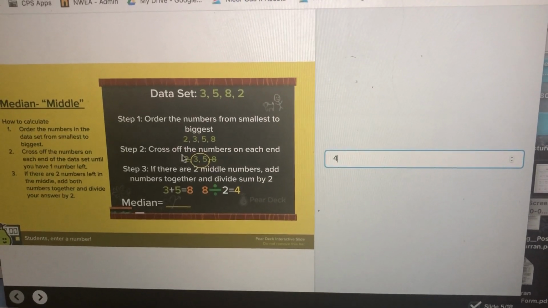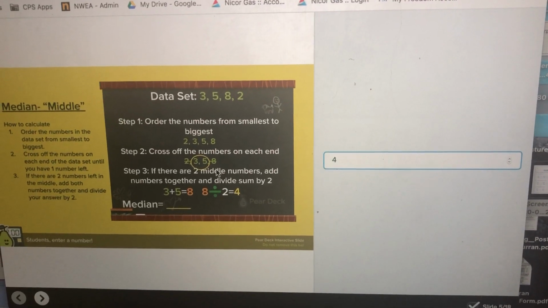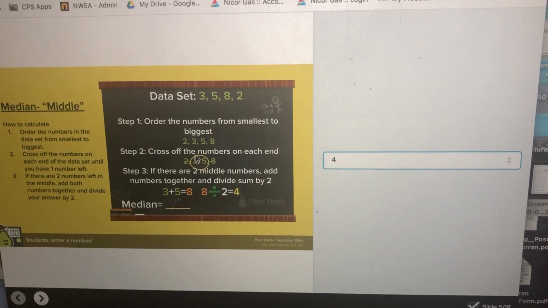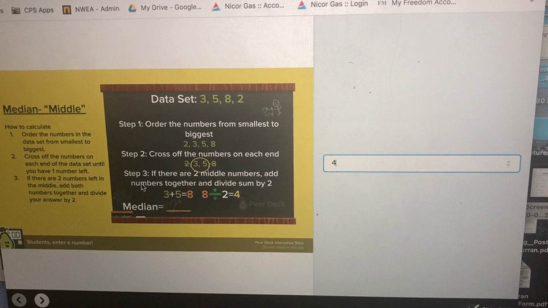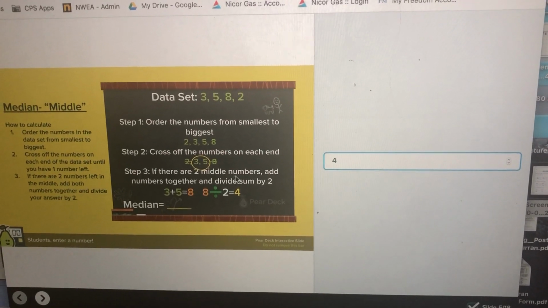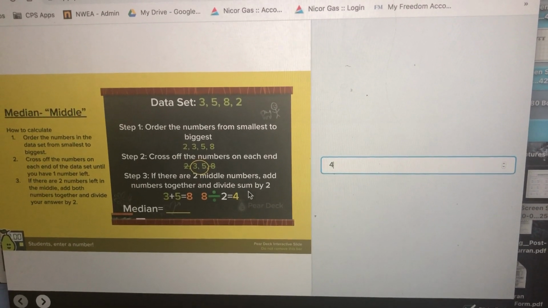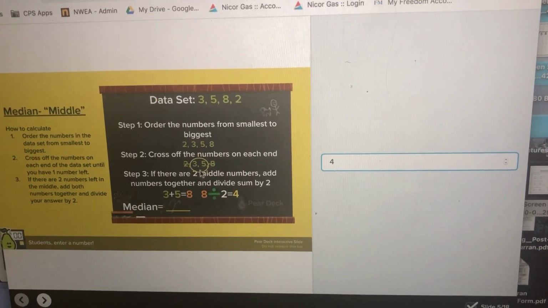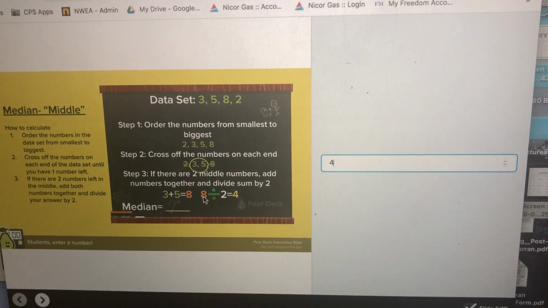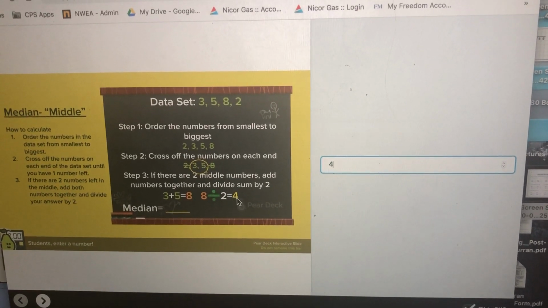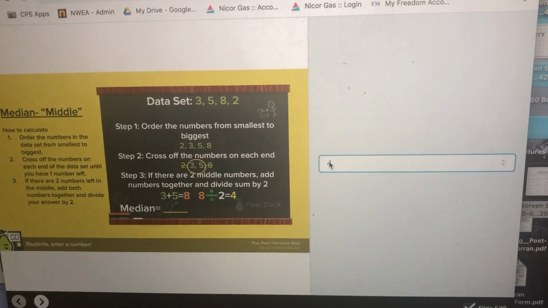Step number 2 is we cross off the numbers on each end. We crossed off 2, we crossed off 8, except this time we are left with 2 middle numbers, 3 and 5. That means we need to move on to step number 3. If there are 2 middle numbers, we have to add those numbers together and divide the sum by 2. So we add our middle numbers, 3 plus 5, which equals 8. We take 8 and divide by 2, which gives us our final answer, which is our median equals 4.